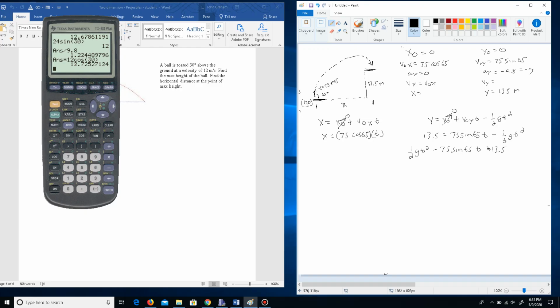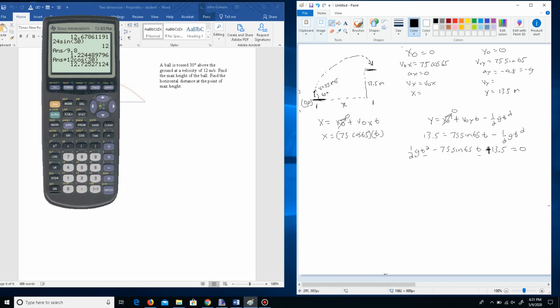That'll be positive, this would be negative, that would be positive still, and that would equal 0. We have a quadratic equation. So to solve this, we need the quadratic equation. We can do that, and we can get the time and then get the distance, and we'll be done.